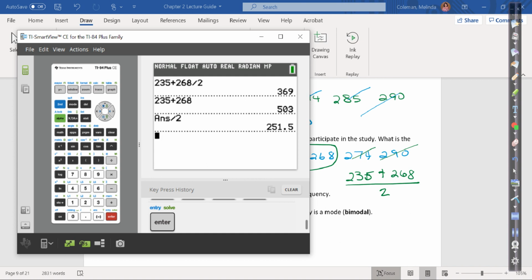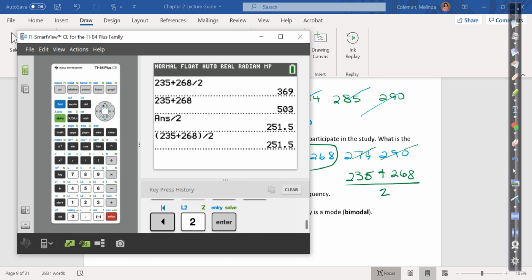And it all has to do with order of operations, because in fact we want to add before we divide. So if I put parentheses around the 235 plus the 268, that now gives me order of operations and tells me to add those numbers first, then divide by, not 7, but 2. And now I'll get the 251.5.